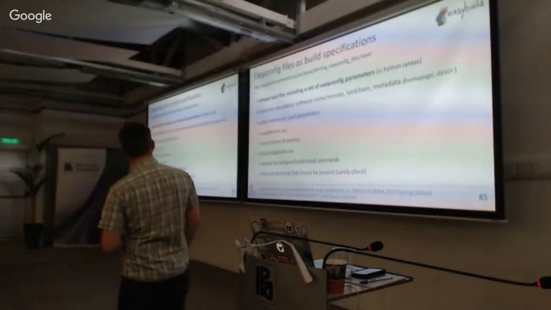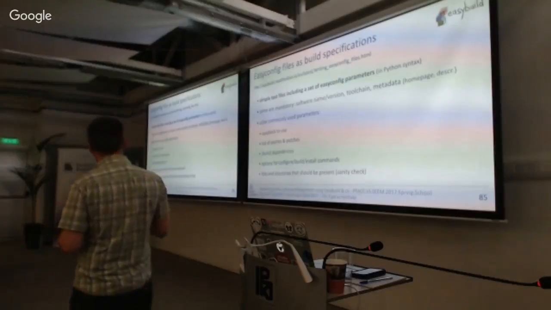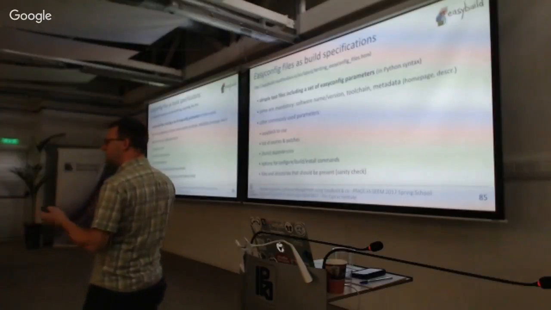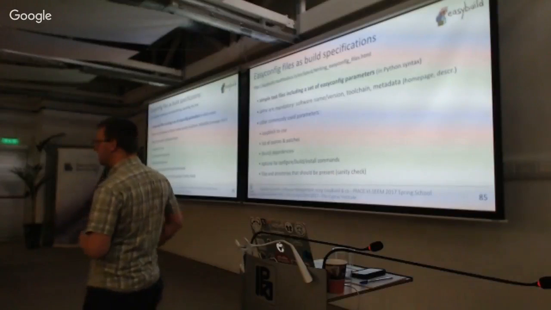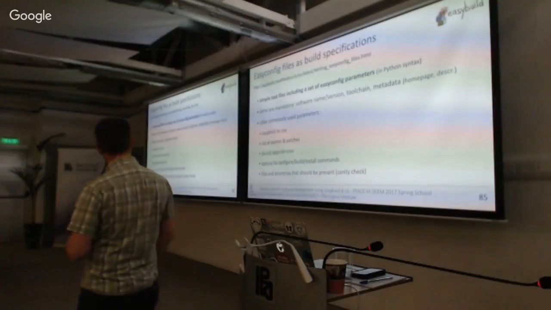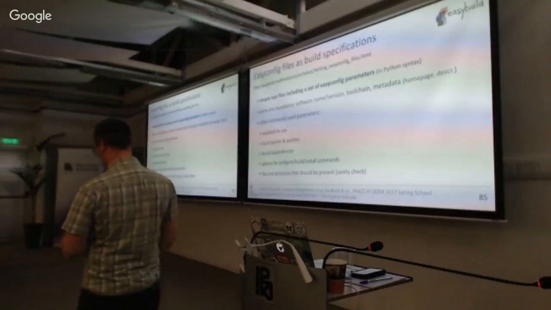Let's take a closer look at EasyConfig files. So these are the build specifications. You can basically build them as text files with key value definitions of the parameters. They're written in Python syntax, at least in the current version. We're trying to go to a YAML syntax, but we're not really there yet.